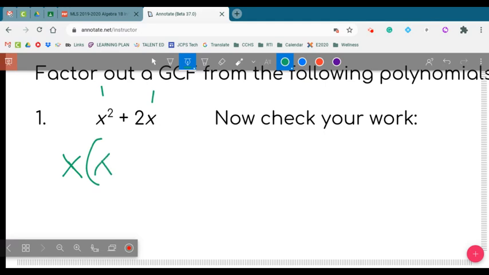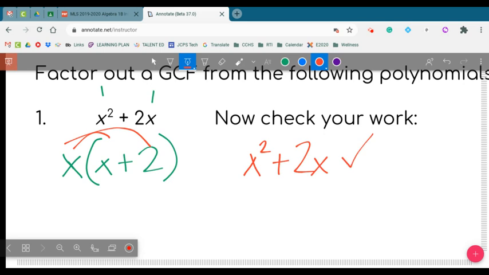So I'll be left with an x, and then I didn't bring out that 2, so it stays there. And then I brought out an x. That's all I'm left with. Now to check my work, I'm just going to distribute. So I'm going to get x squared plus 2x, and I did it correctly.